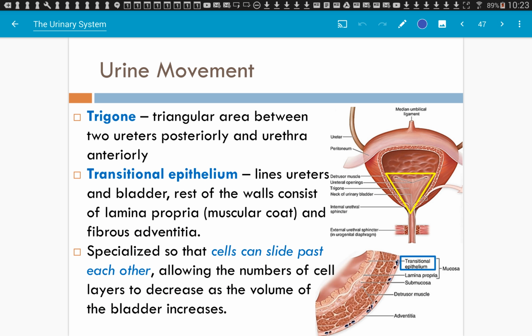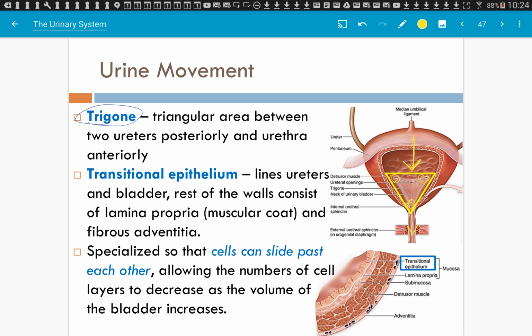Okay, so the trigone is drawn in this yellow triangle for you to see, and it consists of the two ports where the ureters enter the bladder, and then the exit port where the urine exits the bladder down to the urethra. That forms this triangle. Call it the trigone.